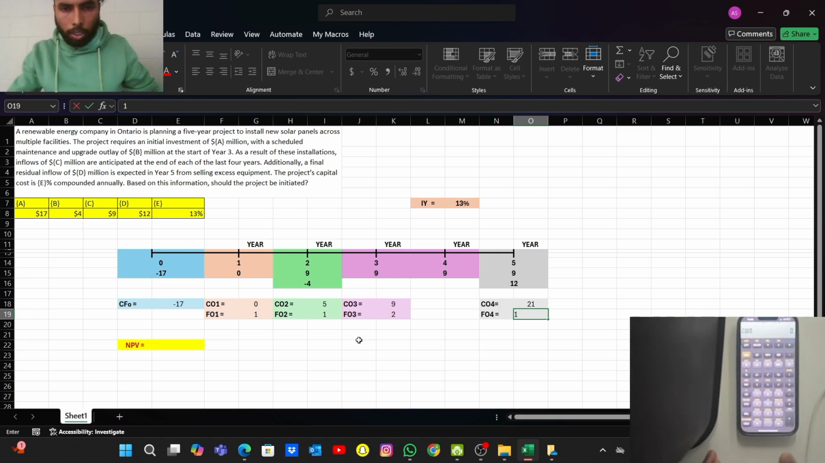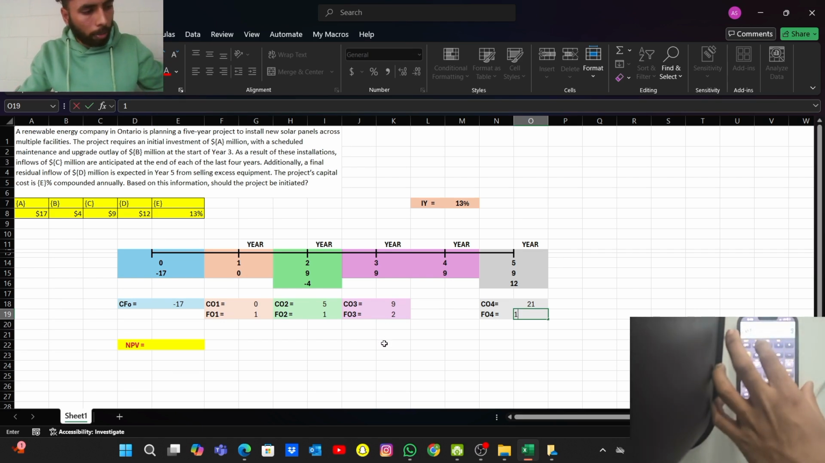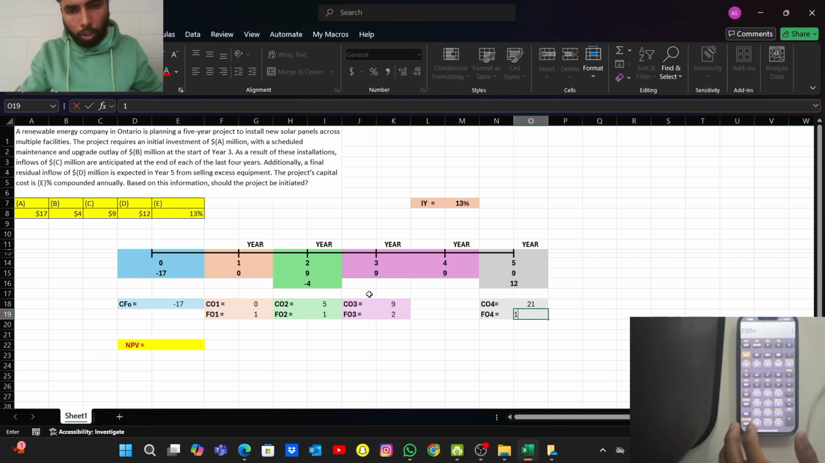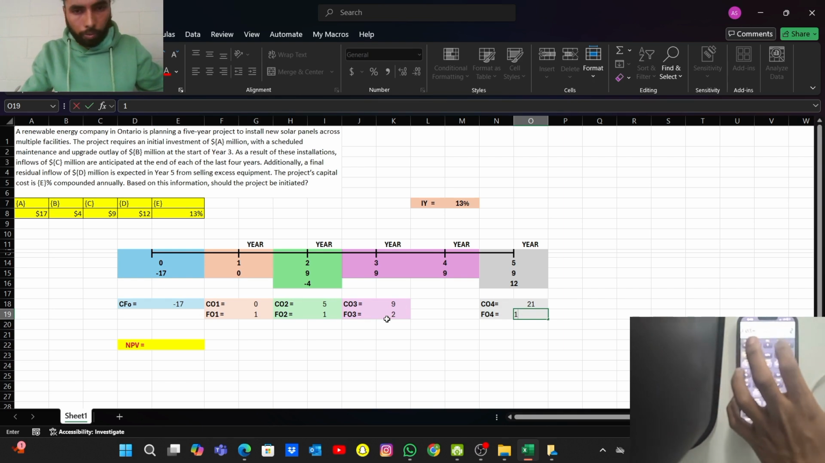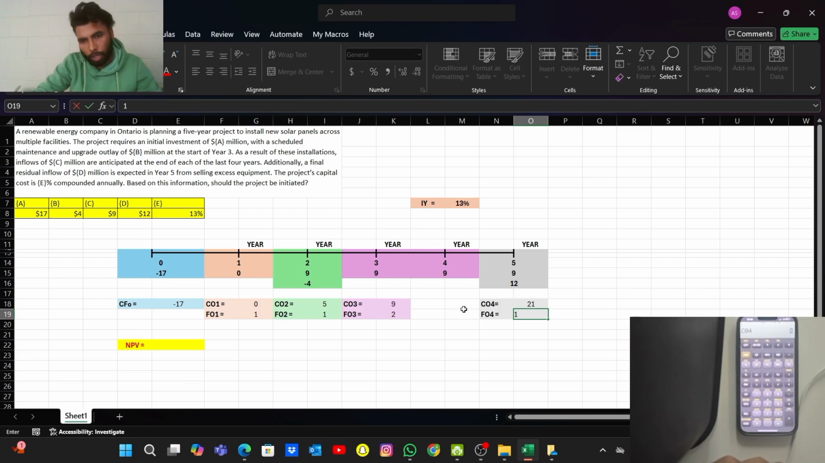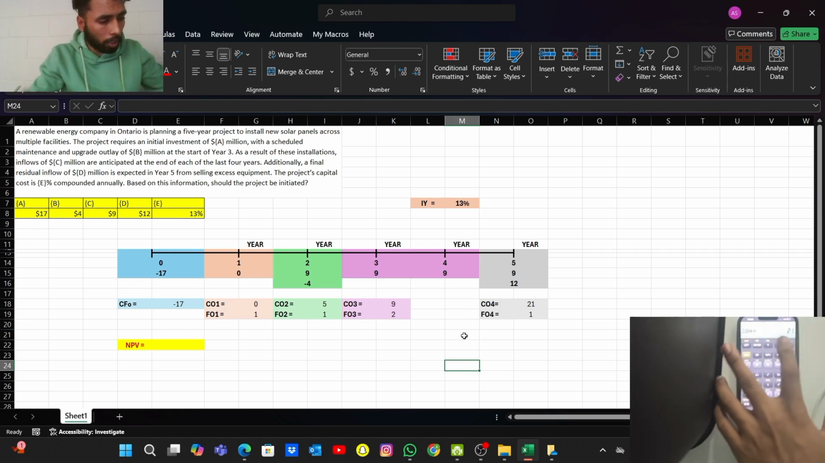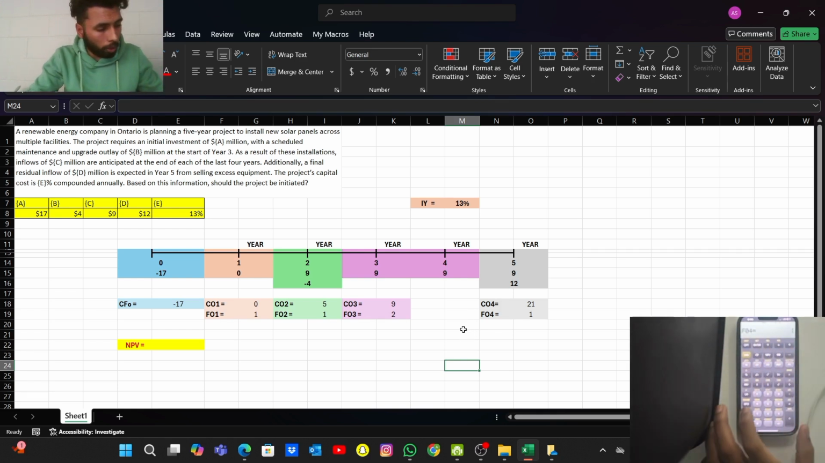After that, CO3 is 9. Press enter. The frequency is for 2 years, so put 2 and enter. Finally we have CO4, for the fifth year, which has both inflows, 9 and 12, that is 21. Put 21, then enter, and the frequency of 21 is 1.